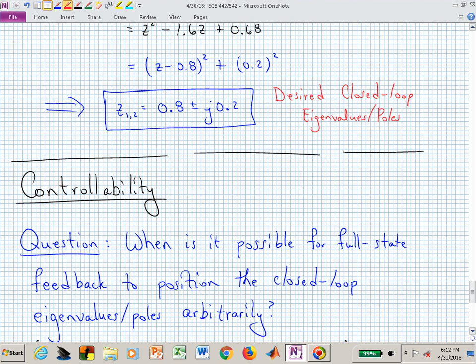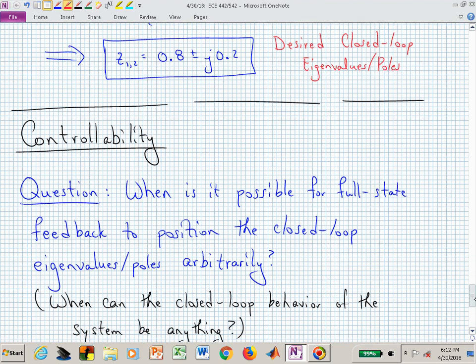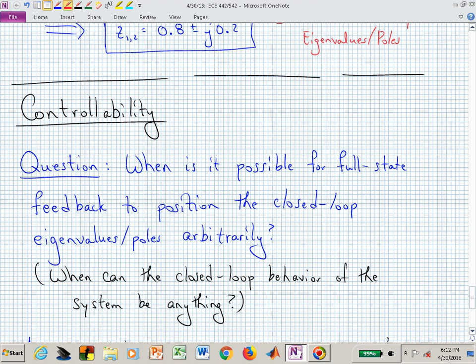Maybe you want 2 to dominate and 3 to be deadbeat. Maybe you want 2 to dominate and 2 more to be a little bit less dominant, but still complex conjugate. You have that power if your system is controllable. Or another way of asking the same question is, when can the closed loop behavior of the system be anything that you want it to be? You could actually make it unstable if you wanted. Probably not what you want, but you could.